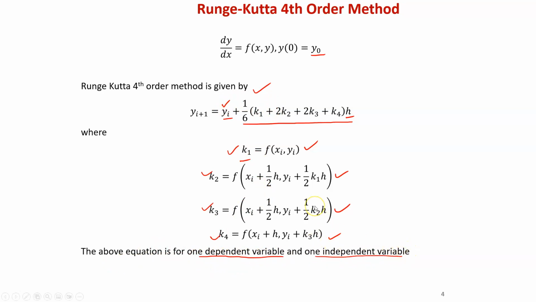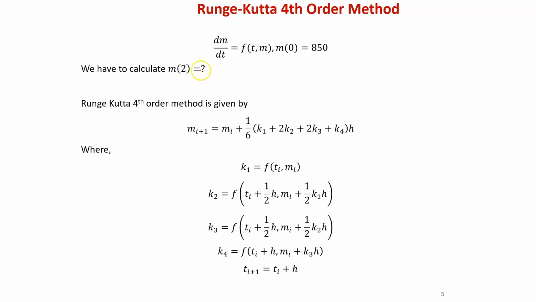Now in our case, our ODE is dm/dt equal to 5, and m0 is equal to 850. We have to calculate m2, meaning at t equal to 2, what will be m? If we use the RK4 method, then m_(i+1) is equal to m_i plus 1/6 (k1 plus 2k2 plus 2k3 plus k4) times h.